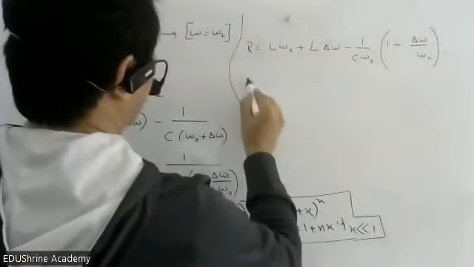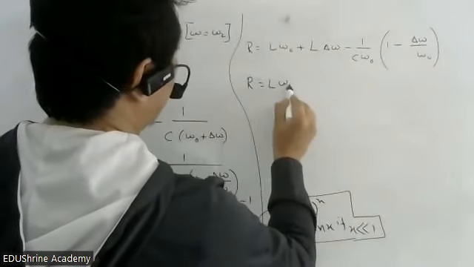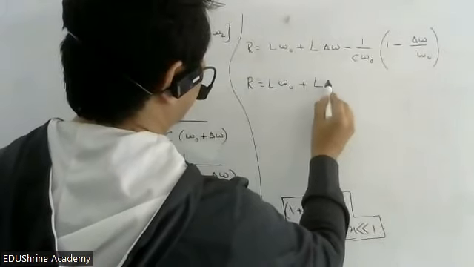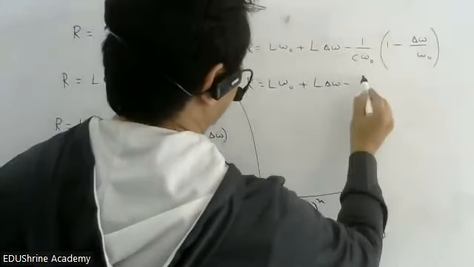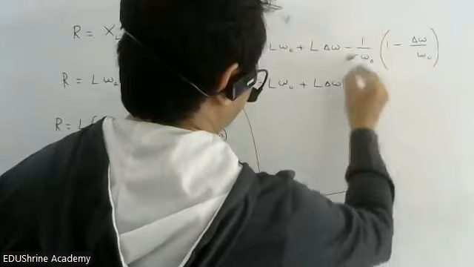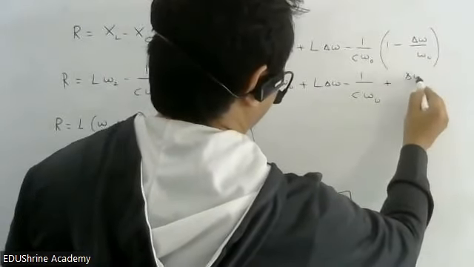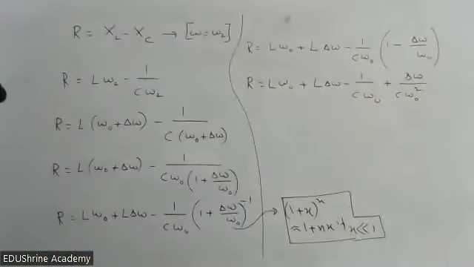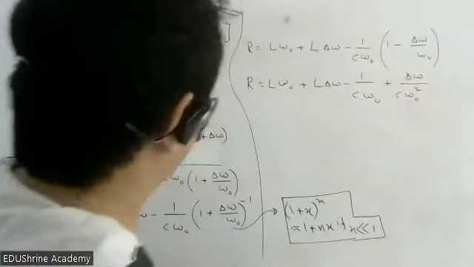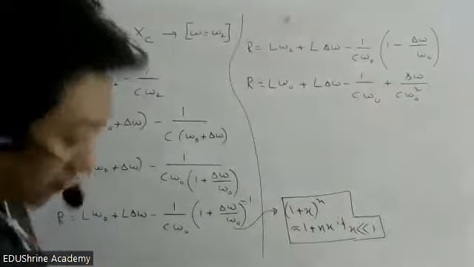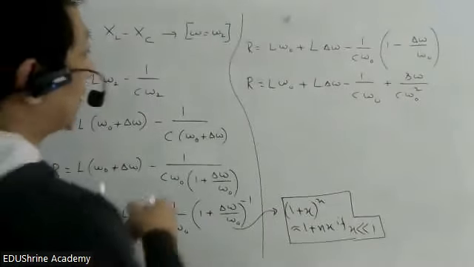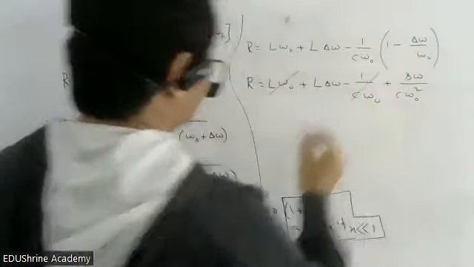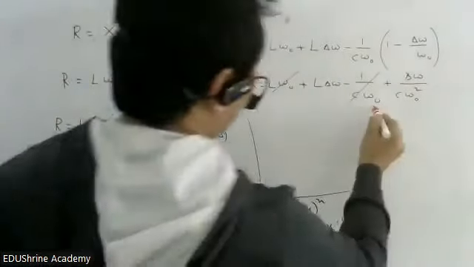So now let us multiply this fellow. This into this will be 1 by C omega naught minus minus will be plus delta omega by C omega naught square. Right? Omega naught into omega naught will be omega naught square. Now one simplification you see. These two will cancel. Who can tell why those two cancel? Look here.